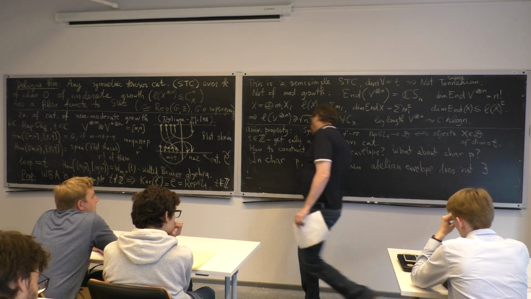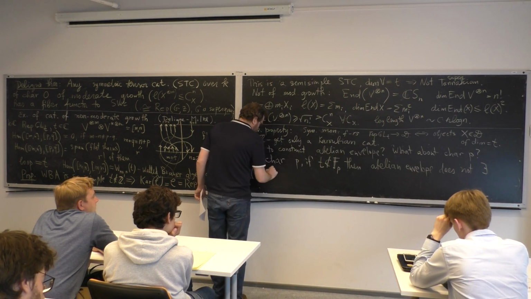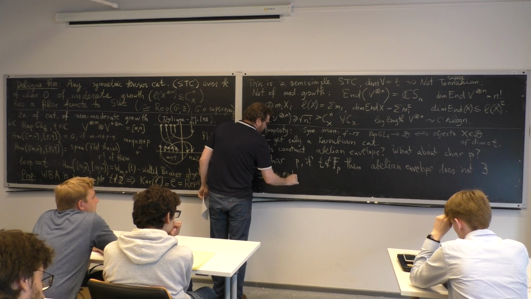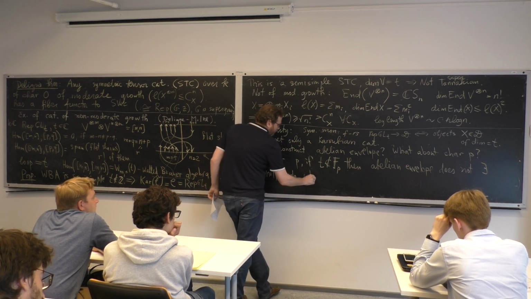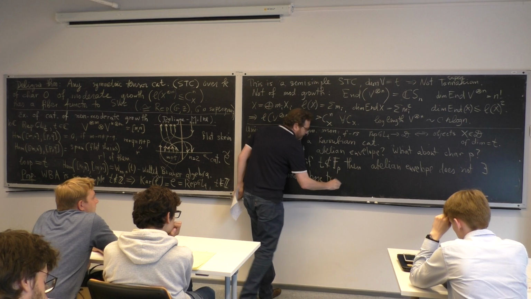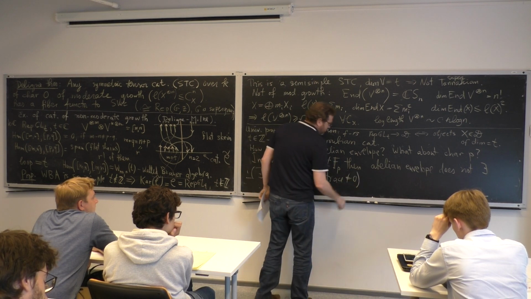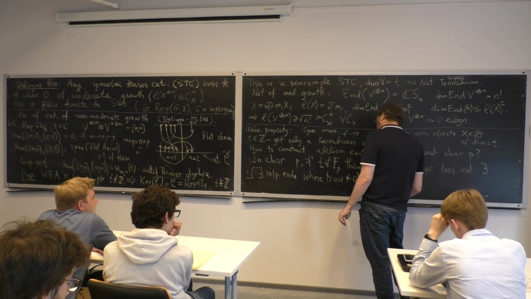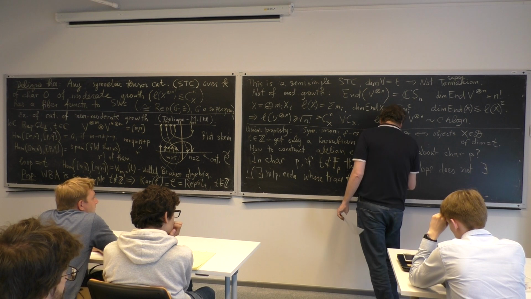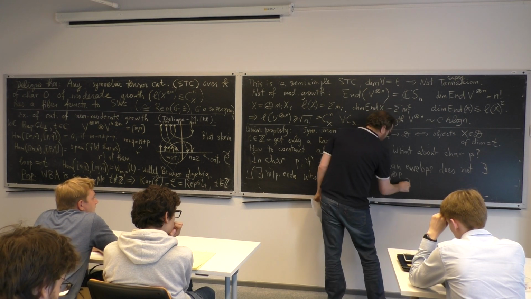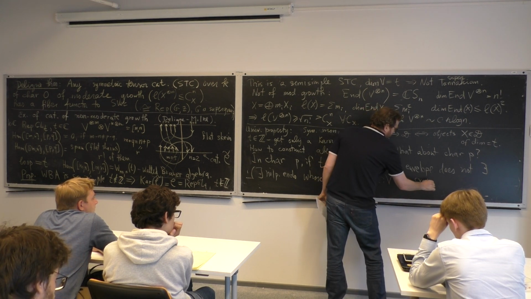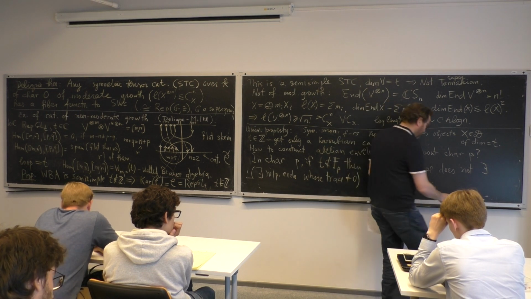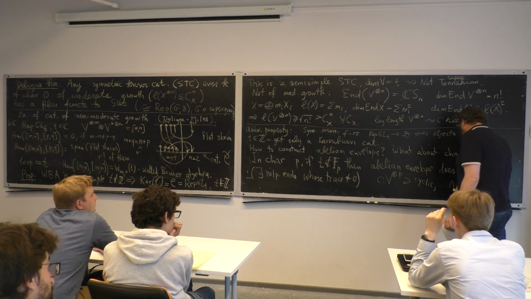Because there exists a nilpotent endomorphism whose trace is not 0. We discussed that last time. This endomorphism was the following. We took V to the p, and we took the cyclic permutation, and this endomorphism was 1 minus c.